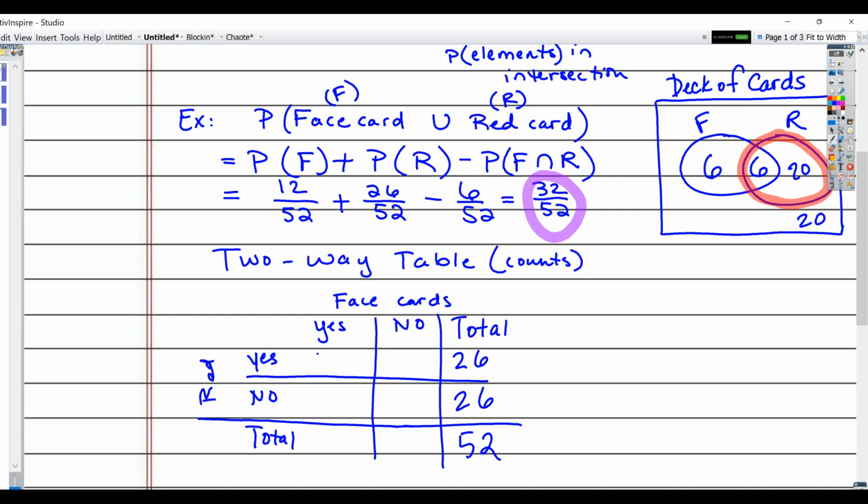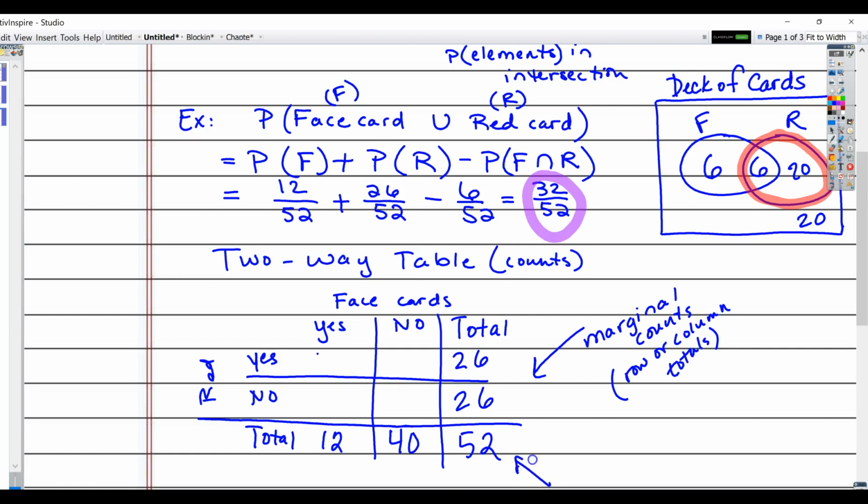Okay, now for the face cards, how many do I have? 12 face cards, and that means 40 would not be face cards. Very good. We need to fill in all the joint cells. Remember, these are our marginal counts. You'll need to write this down because you may see this terminology somewhere. Marginal counts just mean row or column totals.